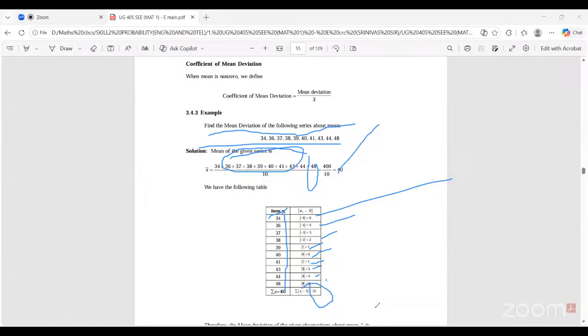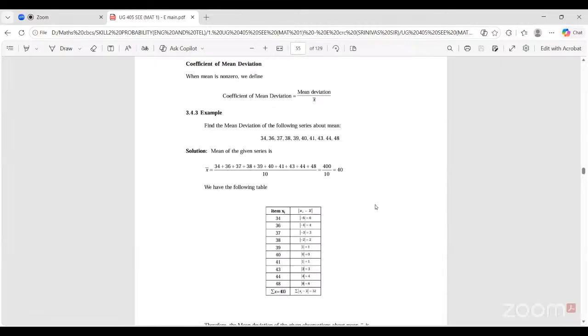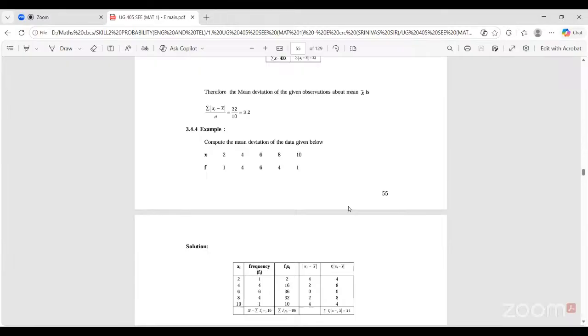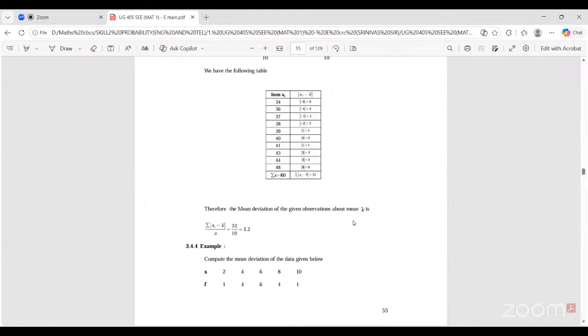So the output is the total of |x minus x bar|, which is equal to 32. We can write here, therefore, the mean deviation about x bar is 32 by 10, which is equal to 3.2. How many numbers are there here? 10. We can write this as the mean deviation of the discrete series.